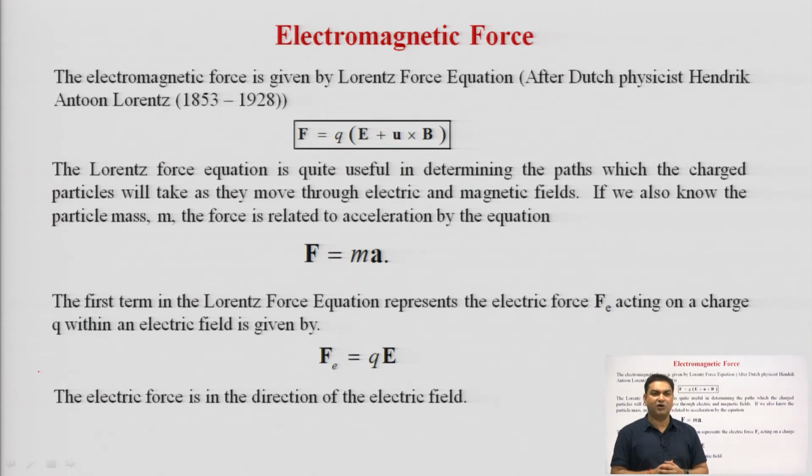The first term in the Lorentz force equation represents the electric force F e. F e means the force exerted by the electric field, acting on a charge q within an electric field, which is given by F e is equal to q into E. Q is the charge and E is the electric field intensity. It means any charged particle moving under the influence of an electric field E will experience a force of F e, and the electric force is in the direction of the electric field.